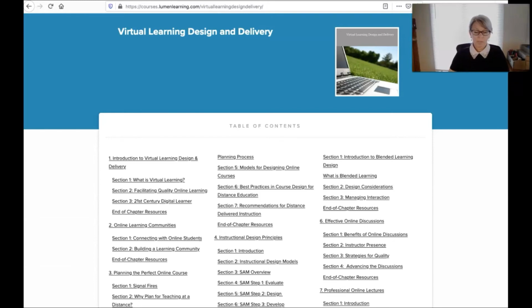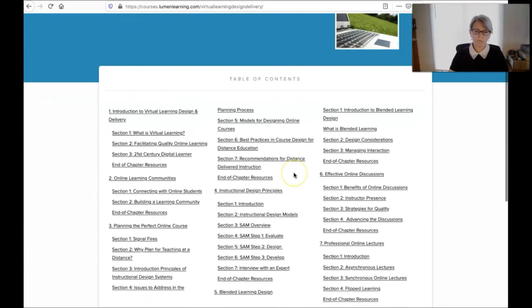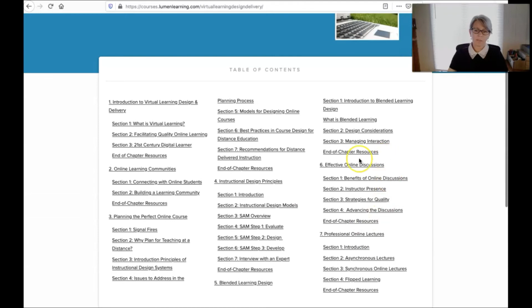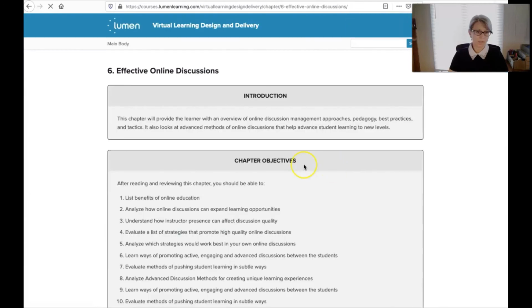It's a freely available training resource for people who are just starting to teach online, and each chapter was meant to be short and sweet, just the basics someone needs to know to get up and running. So there are a lot of chapters in here that relate to design, hybrid and flipped learning, professional online lectures, how to do synchronous lectures. But the chapter that relates to what we're talking about right now is chapter 6, effective online discussions. So I really want to recommend it; you can see the link up above in the browser.